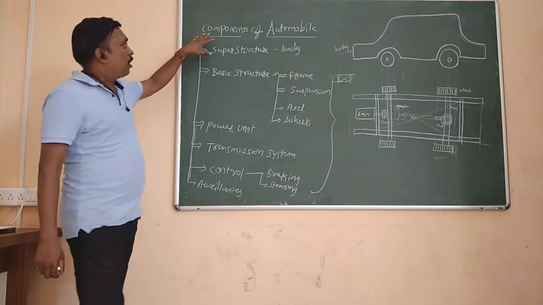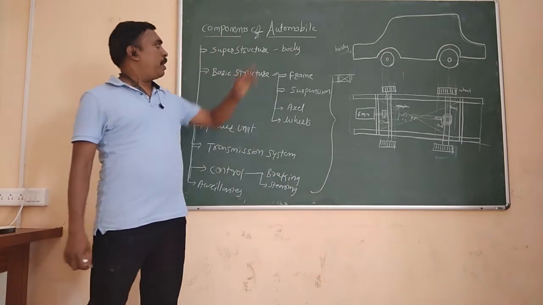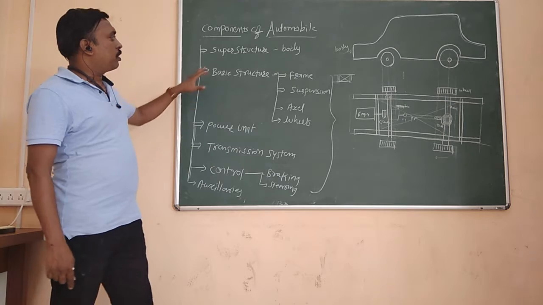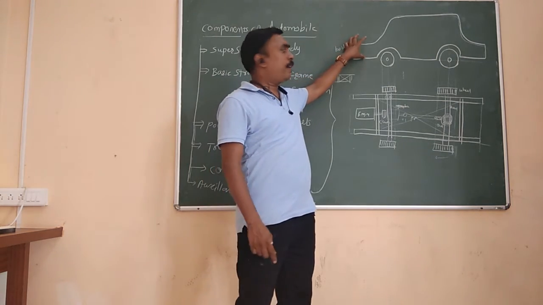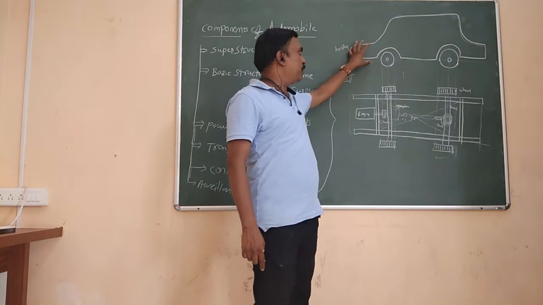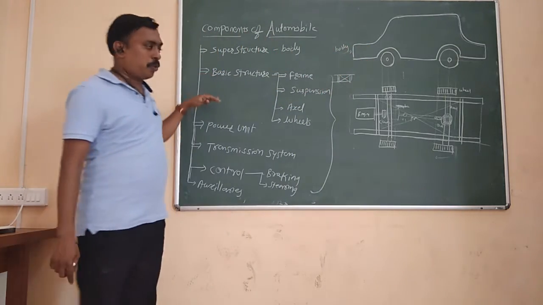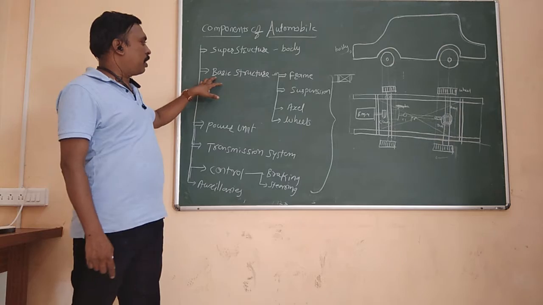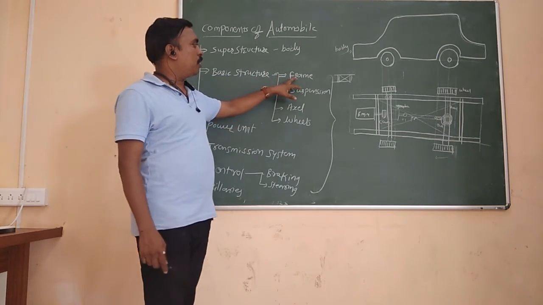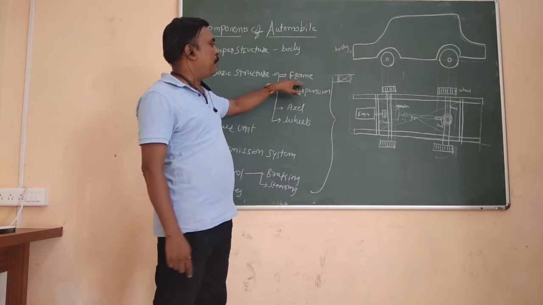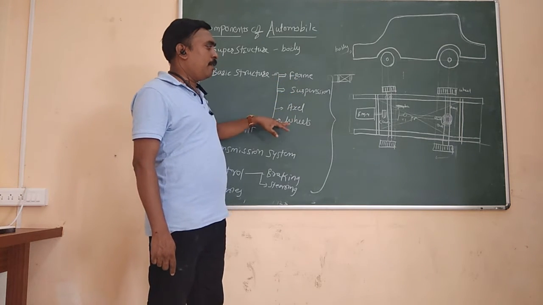Today we are going to learn about the components of automobile. Components of automobile consist of the superstructure, which is nothing but the body, the vehicle body is called the superstructure, and the chassis portion. The chassis portion consists of the basic structure. The basic structure comprises frame, suspension, axle, and wheel.